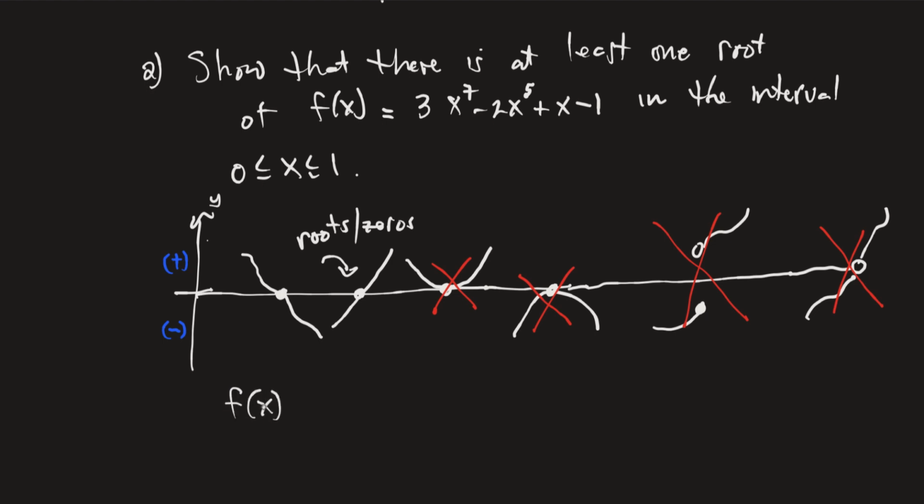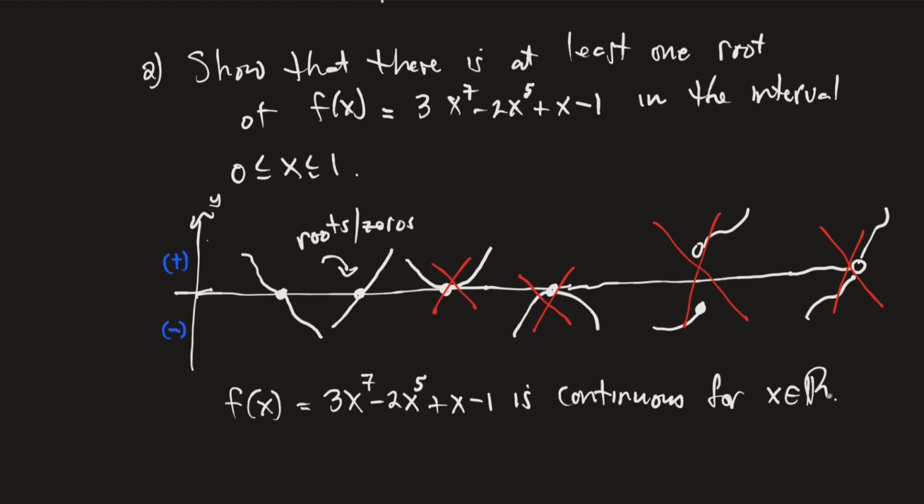And this goes back to what we said about some of our elementary functions, like polynomials, for instance. So this function is continuous for all real values of x, not just the interval 0 to 1, but this function, f of x, is continuous for all real values of x.